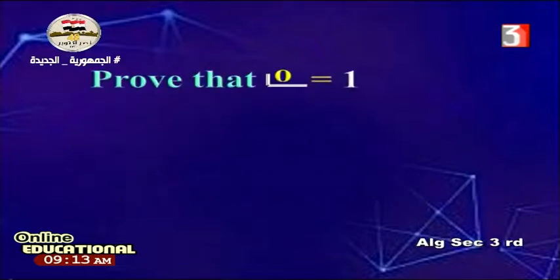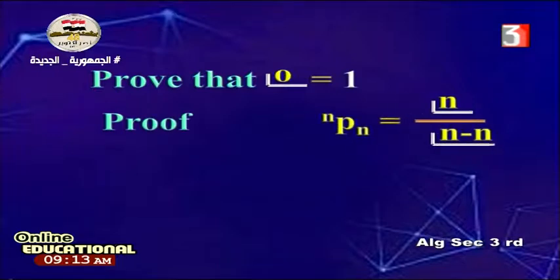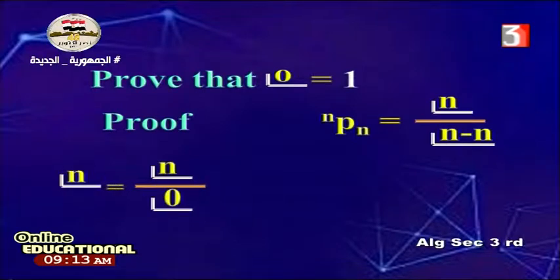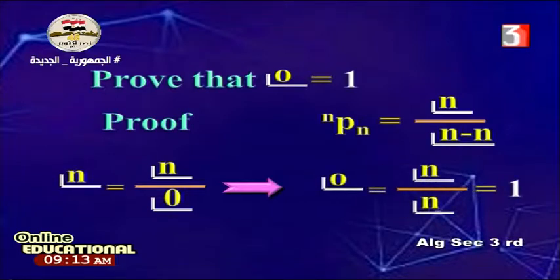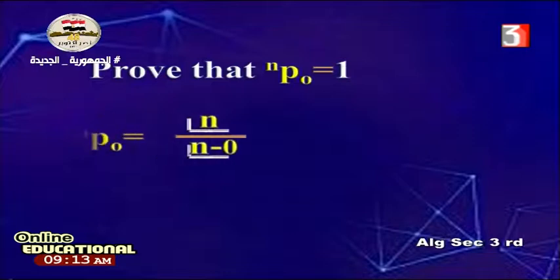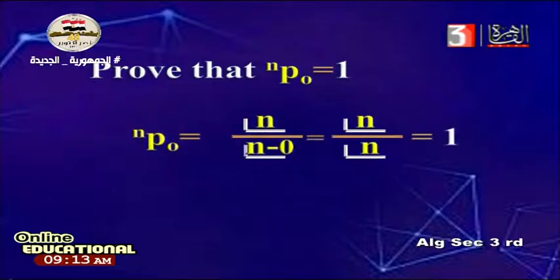If we prove that factorial 0 equals 1, we know that nPn equals factorial n over factorial n minus n. In the denominator, factorial n minus n equals factorial 0. Therefore, factorial n over factorial 0. We deduce that factorial 0 equals factorial n over factorial n equals 1. And nP0 equals 1. By the same method, nP0 equals factorial n over factorial n minus 0, equals factorial n over factorial n, equals 1.